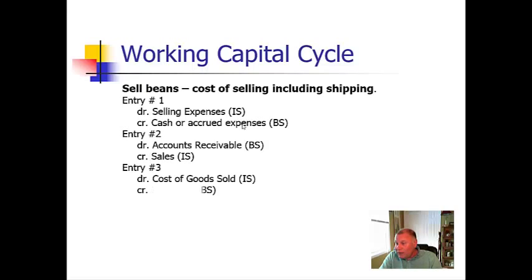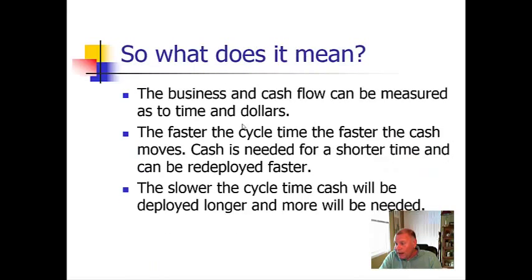So as we now move, let's go back to where we were: this can be measured as to time and dollars, which I just said. The faster the cycle time, the faster the cash moves. Cash is needed for a shorter time and can be redeployed faster. But you can only deal with so much speed in the cycle because there are different limits in there.